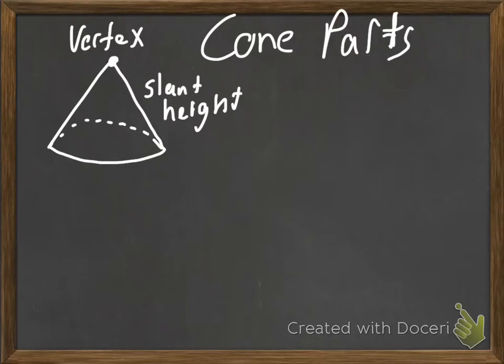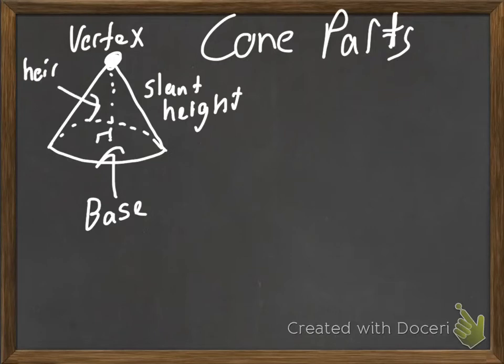Now in the cone we have the vertex, which is at the top, up here. We have the slant height, which is going from the vertex to the edge of the base. Because as you can see here, our base is a circle. So it's going to go from the vertex to the edge of the base. And it also has a height, and the height of the actual cone goes from the vertex down to the base. But again, we don't actually need the height to find surface area.